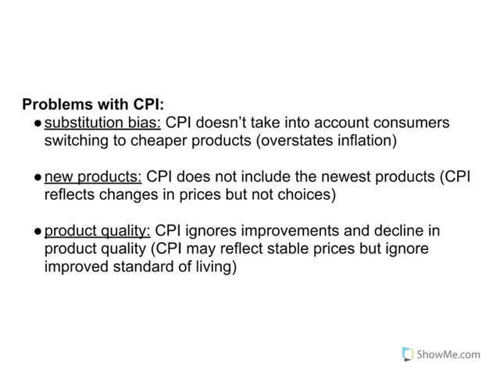So for example, if the CPI has in it that people buy Dasani water, and then let's say Dasani water becomes more expensive and they switch to Aquafina water, that may not be reflected in the CPI. The BLS may not swap out Dasani water for Aquafina, and so the CPI may overstate inflation by keeping more expensive products in the market basket, even though consumers have been buying something different for some time.